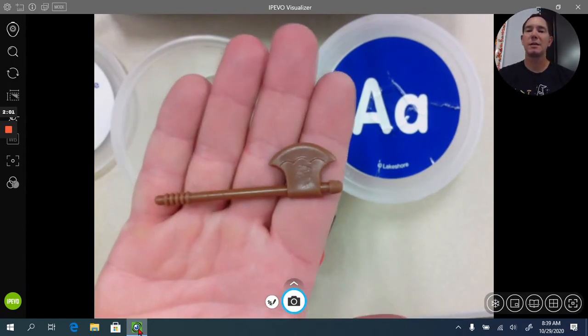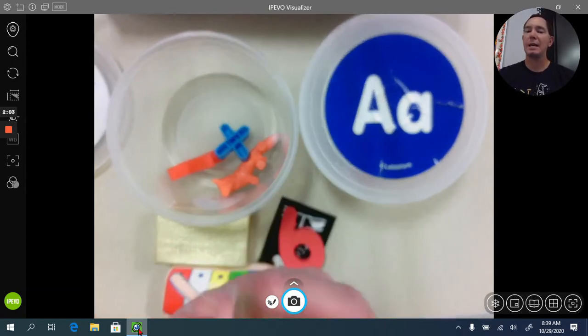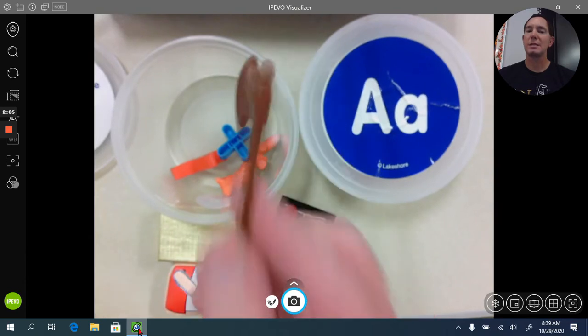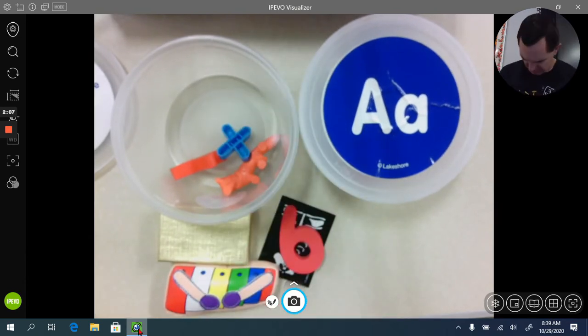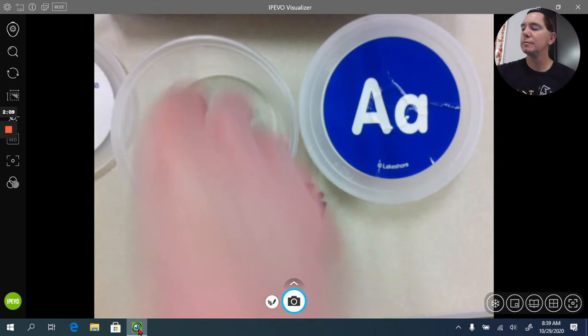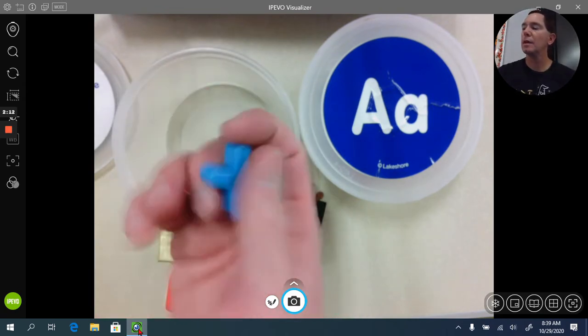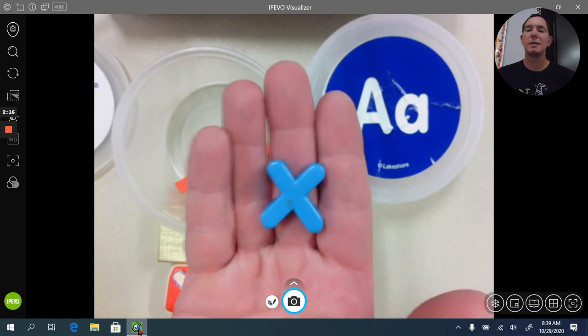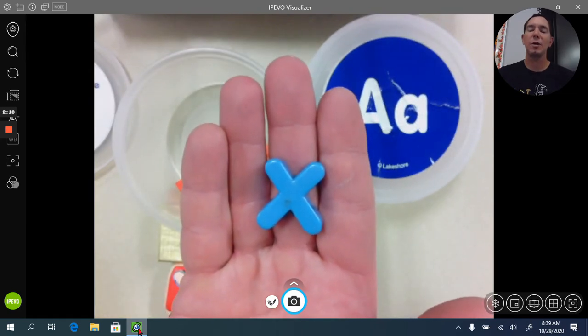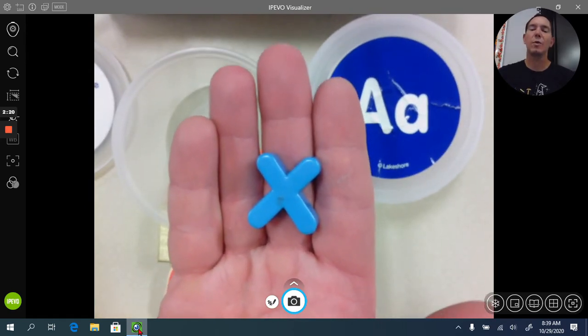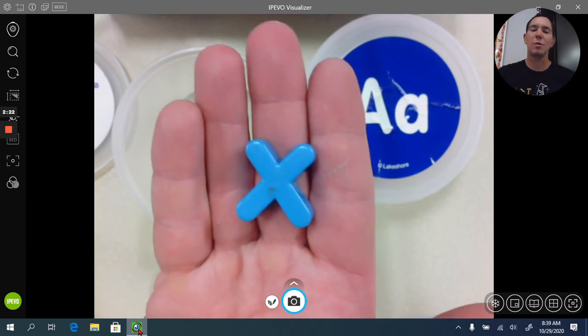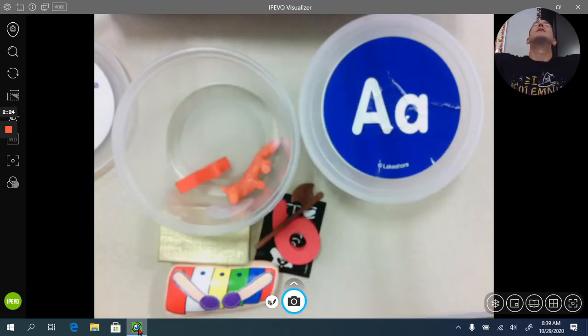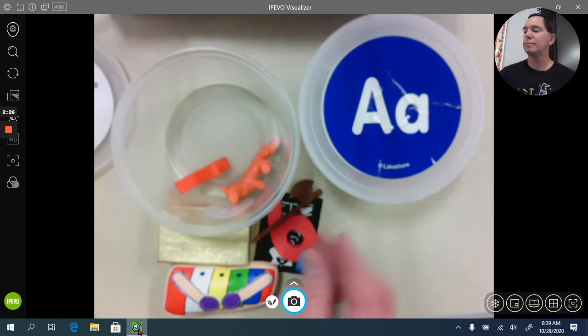What is this? It's an axe. Axe ends with a x sound. X. And what letter is this? It's an X. Is this an uppercase X or a lowercase x? It's a lowercase x. What sound does lowercase x make? X.